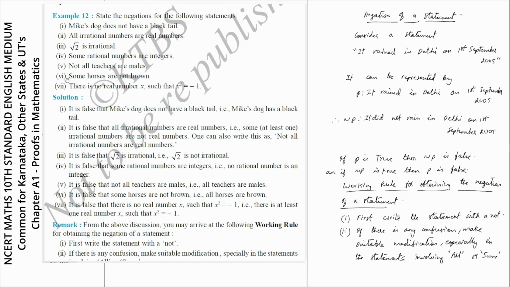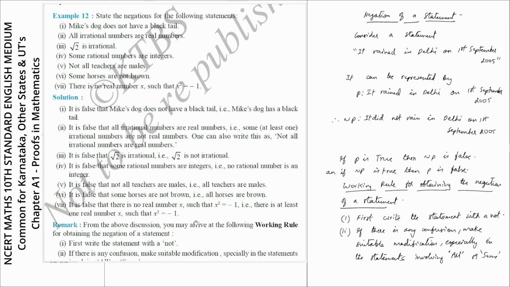Okay, now sixth question, some horses are not brown. So here we'll be replacing some with all. Okay, all horses are brown. And there is no real number x such that x square is equal to minus 1. So this is a true statement. There is no real number such that square of that real number is equal to minus 1. Therefore the false of this statement would be there is at least one real number x such that x square is equal to minus 1. So this is a false statement, this is a true statement.